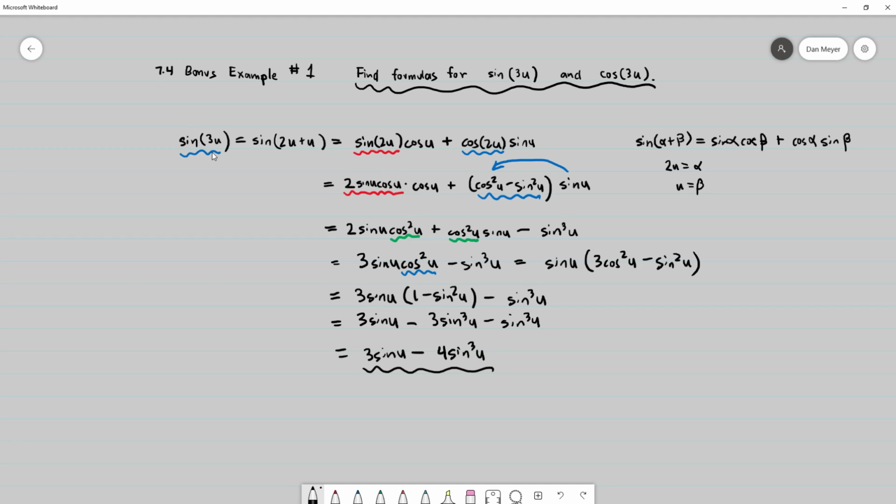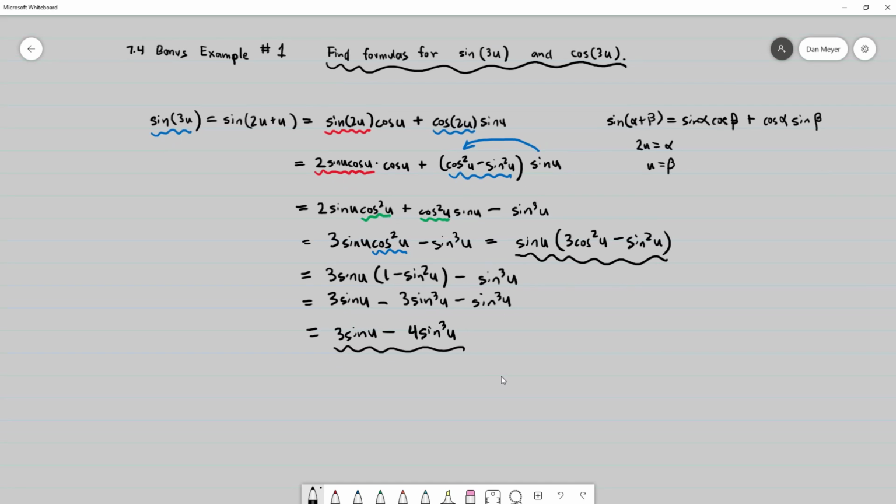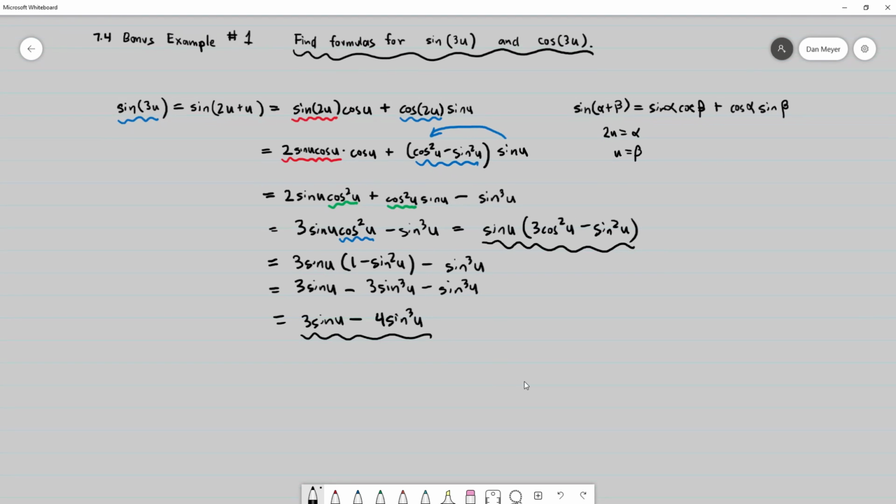All right, so we got a couple different candidates here for a triple angle formula for sine. Let's see if we can come up with something good for cosine. And by the way, guys, I'm just applying formulas and following my nose here. I have no idea how this is supposed to turn out. It's just an example I thought that we'd be able to practice doing some symbol pushing with our trig functions.